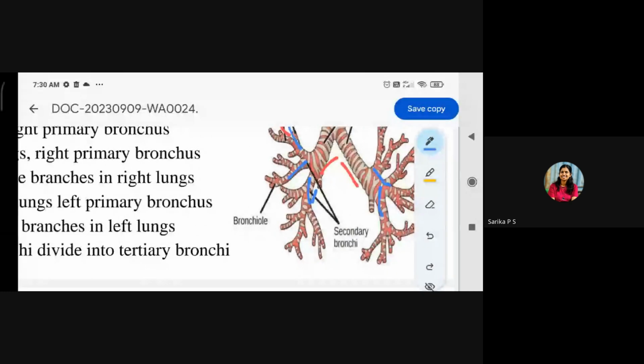Let's take the lower lobe bronchi of the right lung. This portion is the secondary bronchus. This portion is further divided into 1, 2, 3, 4, right? So they are further divided into tertiary bronchi. They are branched like a tree.